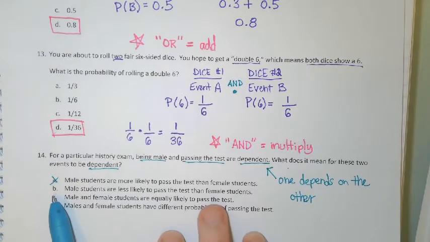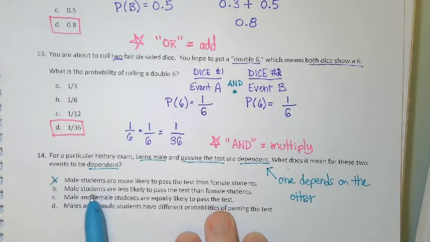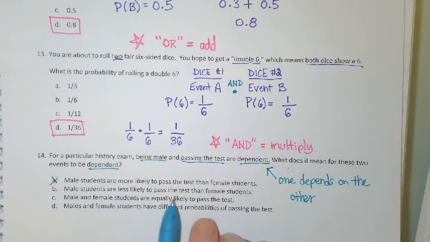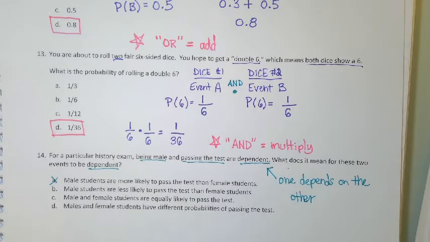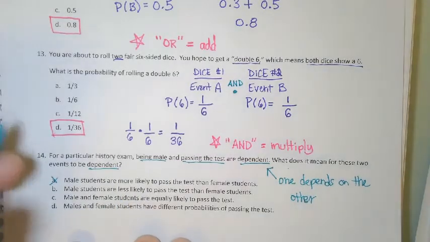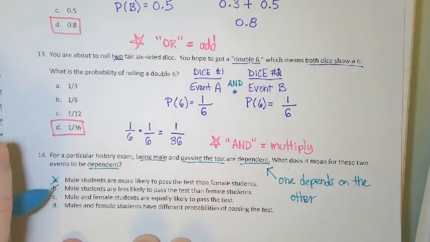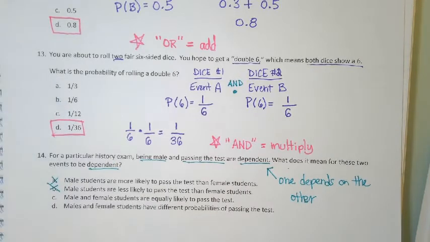Choice B is sort of the opposite: male students are less likely to pass the test than female students. Again, similar to answer choice A, we know their chances of passing are going to be different, but we don't know what direction that is, whether it's less likely or more likely, so we don't have enough information to make that claim.